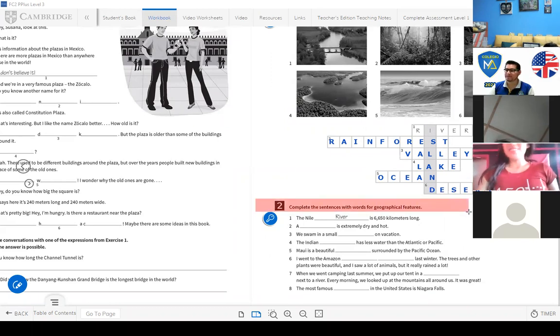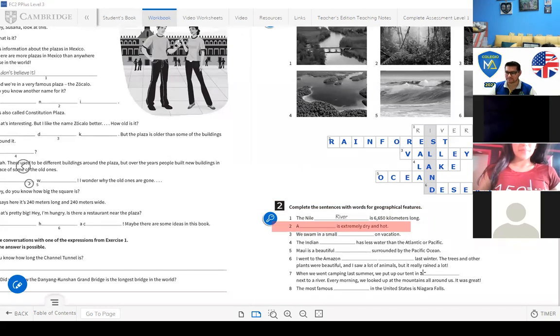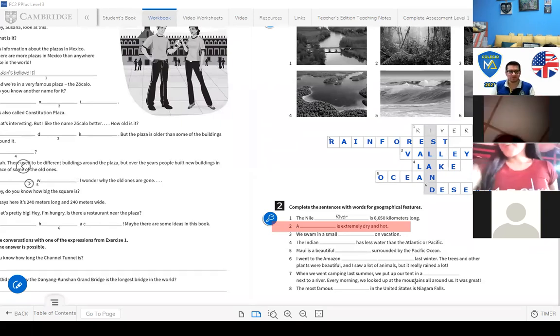Activity 2, complete the sentences with words for geographical features. For example, the Nile River is 5,550 kilometers long. Now, is extremely dry and hot. What do you think? What's the answer? Daniela, what do you think is the answer here?